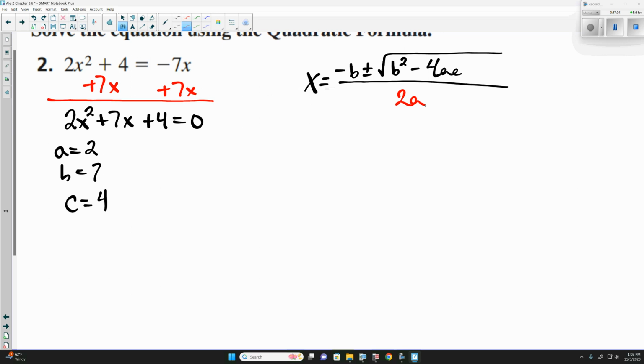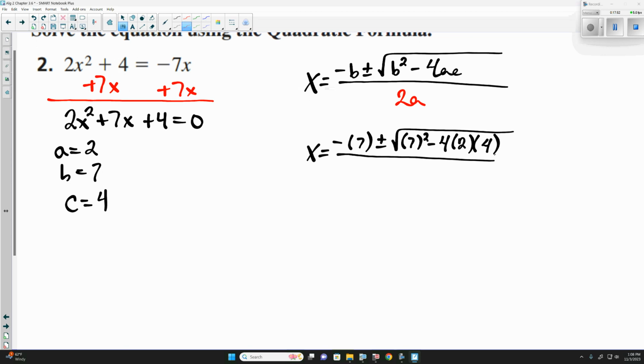Well, now we just need to plug in our values. So negative b would be negative 7 plus or minus the square root of 7 squared minus 4 times a, which is 2, times c, which is 4, all over 2 times a, or 2 times 2. Our negative 7 is negative 7. Our 2 times 2 is 4. Questions on how we got to this point here?